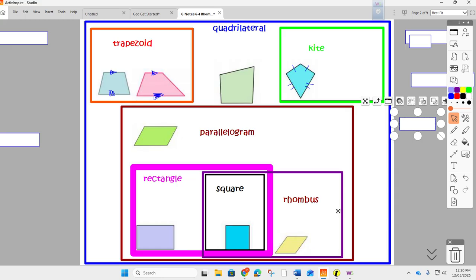It's got some special properties, right? But one of the things is it doesn't have four right angles. A square is a special rectangle, and a square is a special rhombus. So this is a rhombus. Are you with me? Okay, that's some base knowledge here.